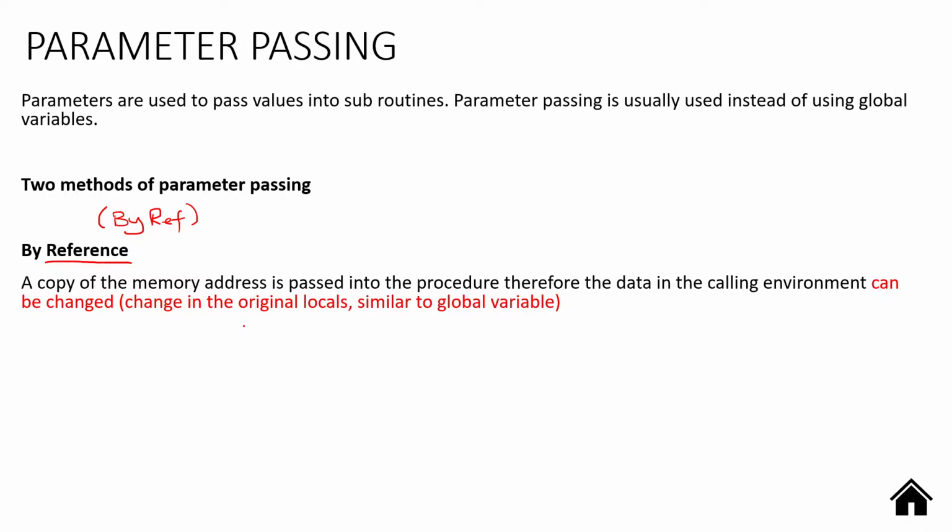Now, the key part to remember about passing something by reference is that the memory address is passed. So when you do your calc VAT and you pass in your total cost, if you're passing this by reference, you're not passing £120, you're passing the memory location.